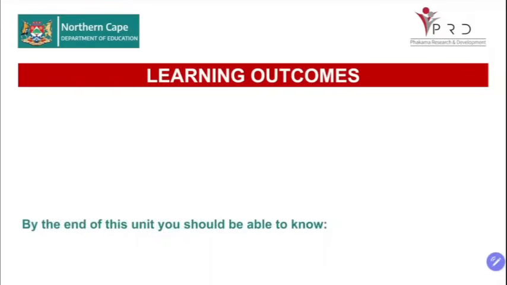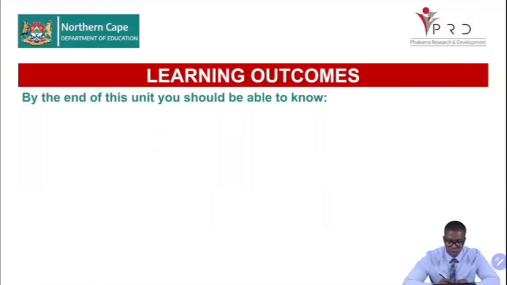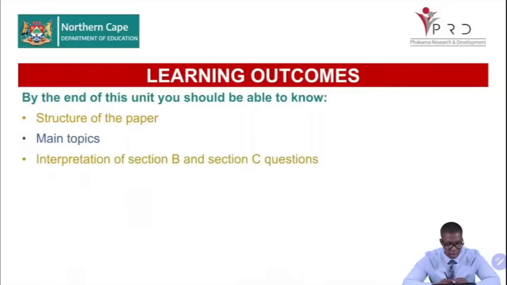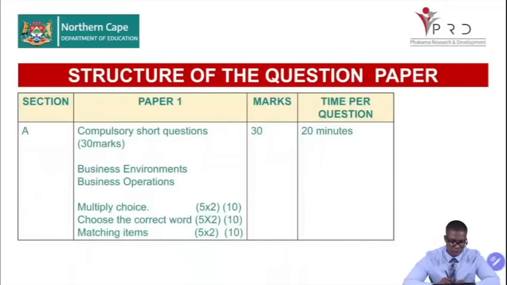Now, learning outcomes. By the end of this unit, you should be able to know the following. 1. The structure of the paper. Number 2, the main topics that are going to be assessed in your paper 1, and you should be able to do a proper interpretation of section B and section C questions to say how do you go about answering and approaching the exam. Now, let's start with the first part of our lesson, because with our revision, we are trying to cover a lot of ground. And the focus is your business environment as a main topic.